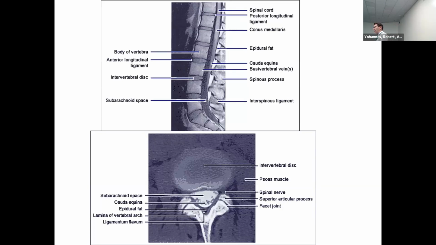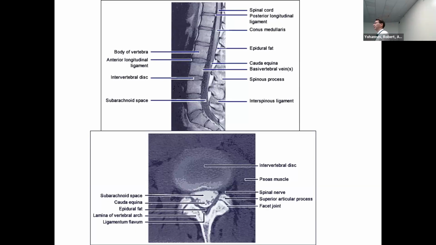So just remember the posterior longitudinal ligament is actually anterior to the neural structures, and then in the back we have the ligamentum flavum. We also have the facets. All of these can hypertrophy when we have degenerative changes. So the ligamentum flavum can enlarge, the facet joint here can degenerate, and all of this can cause constriction of the canal, what we call spinal stenosis.